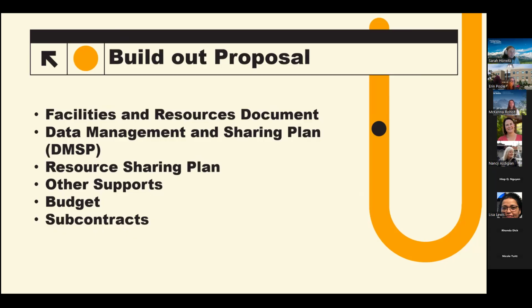Next is the data management and sharing plan. And this is a relatively new requirement from NIH since 2023, and it is required for research that generates scientific data. So that's going to be including R01s, some Ks, and most research center grants. It does not apply to training grants, fellowship grants, or conference grants.